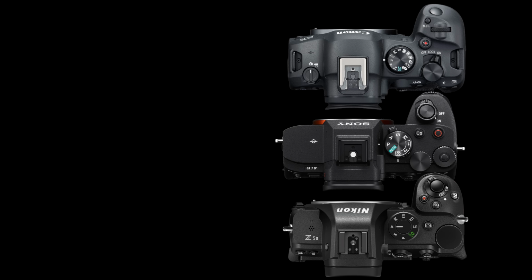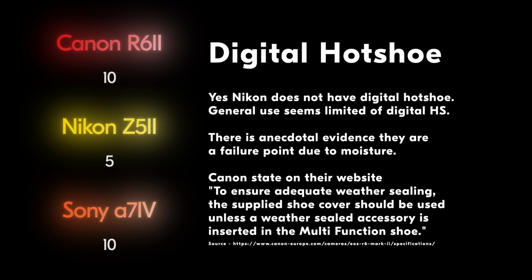Digital hot shoes, yes or no? Yes, both Canon and Sony have digital hot shoes, which allows for digital audio direct into the camera and perhaps some flash options. But there is anecdotal evidence that these electronic hot shoes are susceptible to moisture ingress. So ultimately, are they a pro or a con? Canon state on their own website, to ensure adequate weather sealing, the supplied shoe cover should be used unless a weather-sealed accessory is inserted in the multi-function shoe.